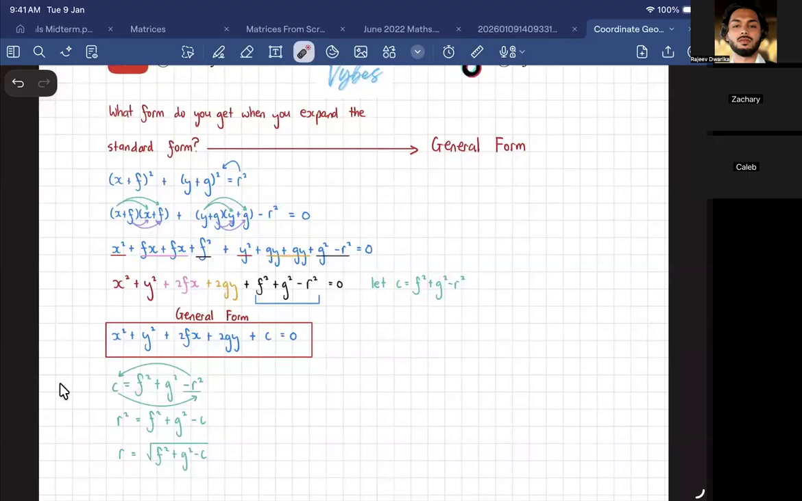Believe it or not, we finished like 80% of circle theorem. I mean coordinate geometry. 80%. Now we just have to do some questions. You also need to be able to find points of intersection between a line and a circle. That's something we need to look at.